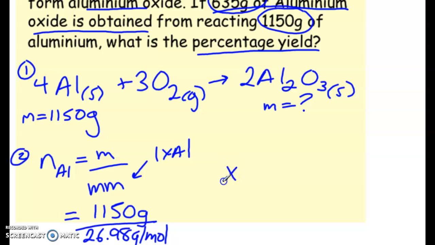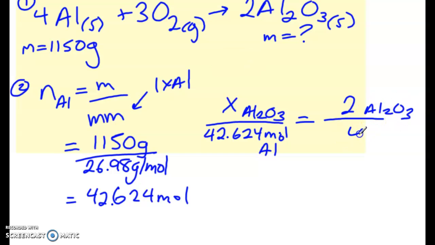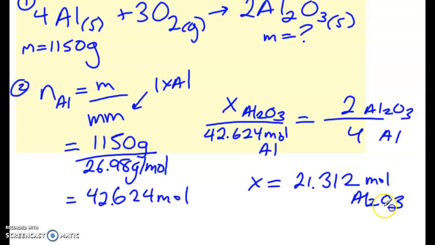So X is aluminum oxide, right? And then our mole value here is for aluminum. And the ratio here is 2 to 4. So X ends up being times 2 divided by 4, 21.312 moles of aluminum oxide.